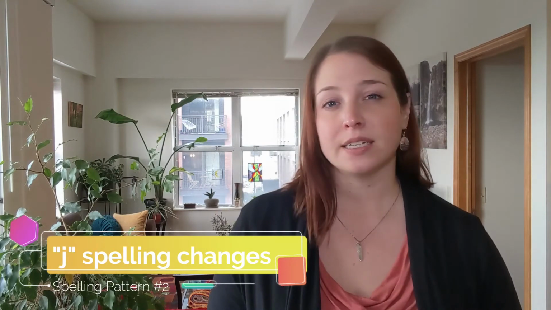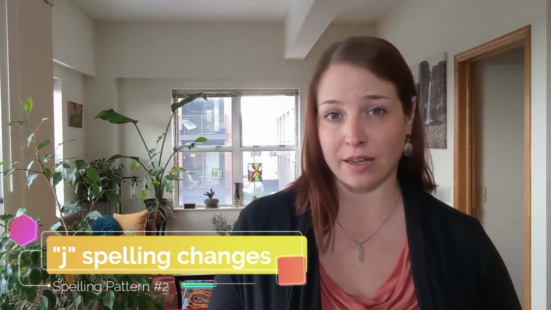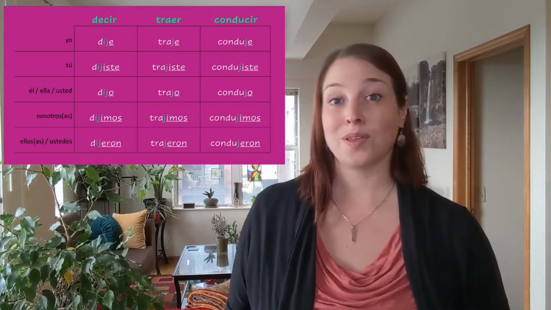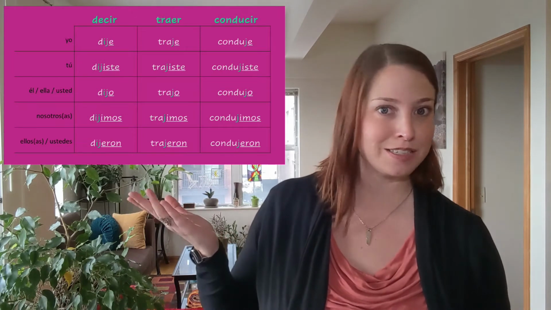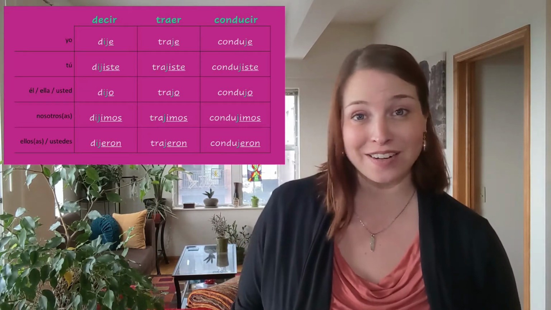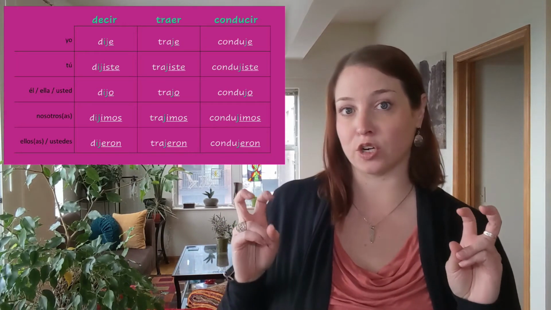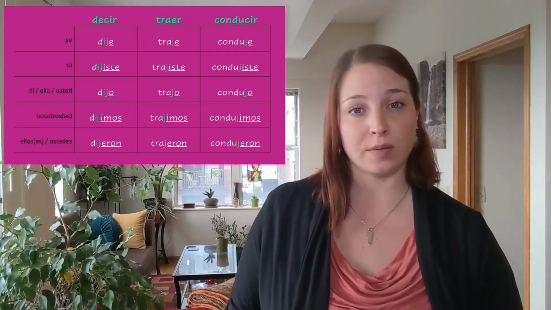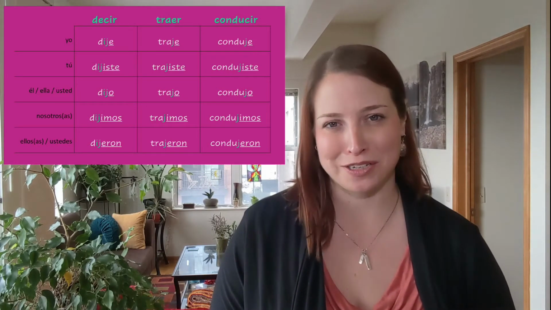The second pattern of spelling changes that we're going to take a look at is the jota or j change in verbs like decir and traer, and also verbs that end in ucir, like conducir. With decir and conducir, the C is changed to a J, hence the J change, and with traer, a J is added. You'll also notice that these endings aren't the regular preterite endings, they are a little bit different, so you have to know these endings as well.